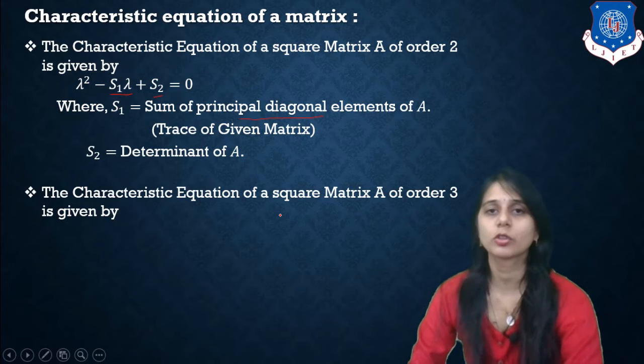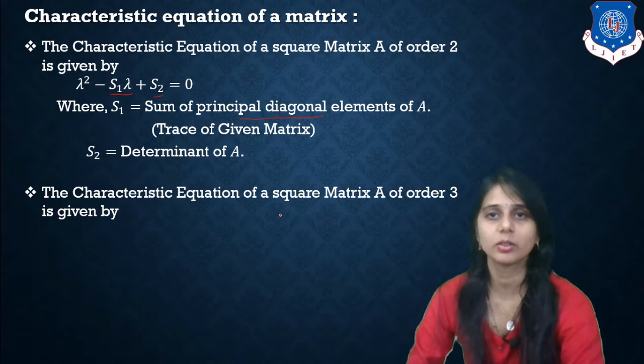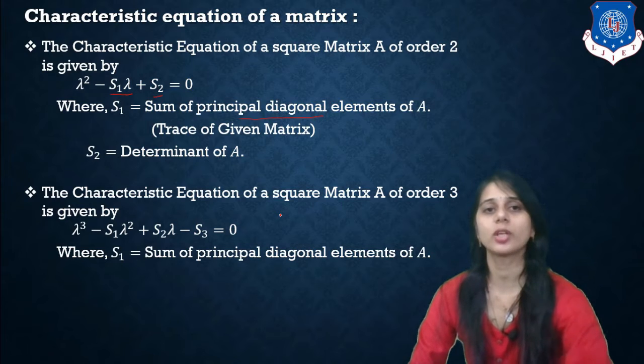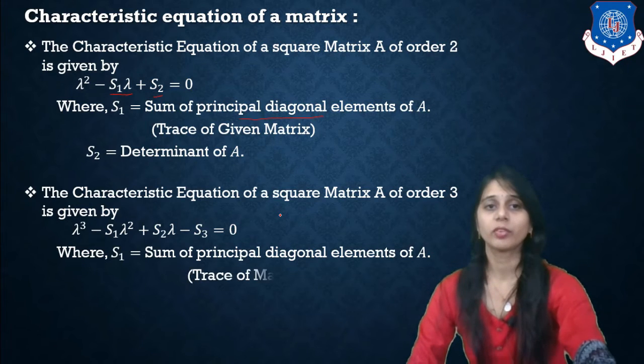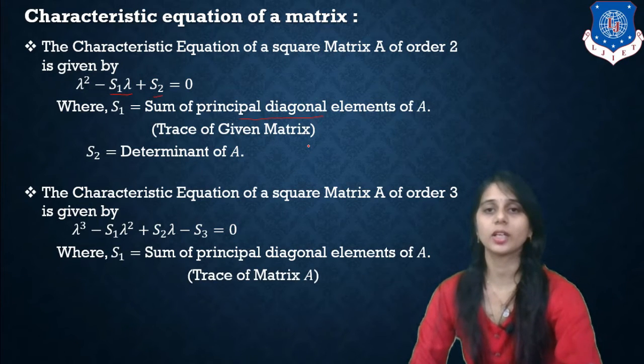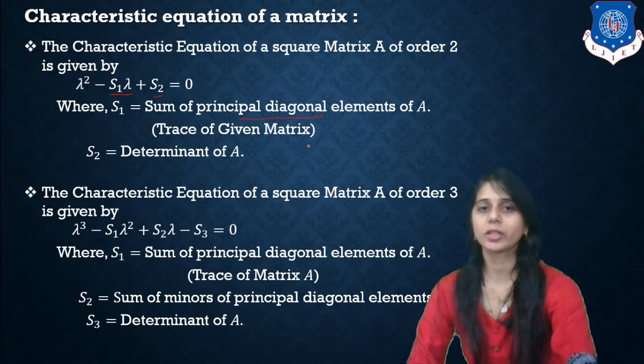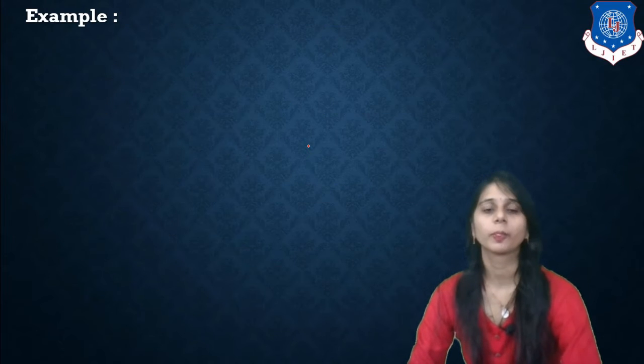The characteristic equation of a square matrix A of order 3 is given by lambda cubed minus S1 lambda squared plus S2 lambda minus S3, where S1 is the sum of the principal diagonal elements of A, the trace of A, S2 is the sum of the minors of the principal diagonal elements of A, and S3 is the determinant of A.